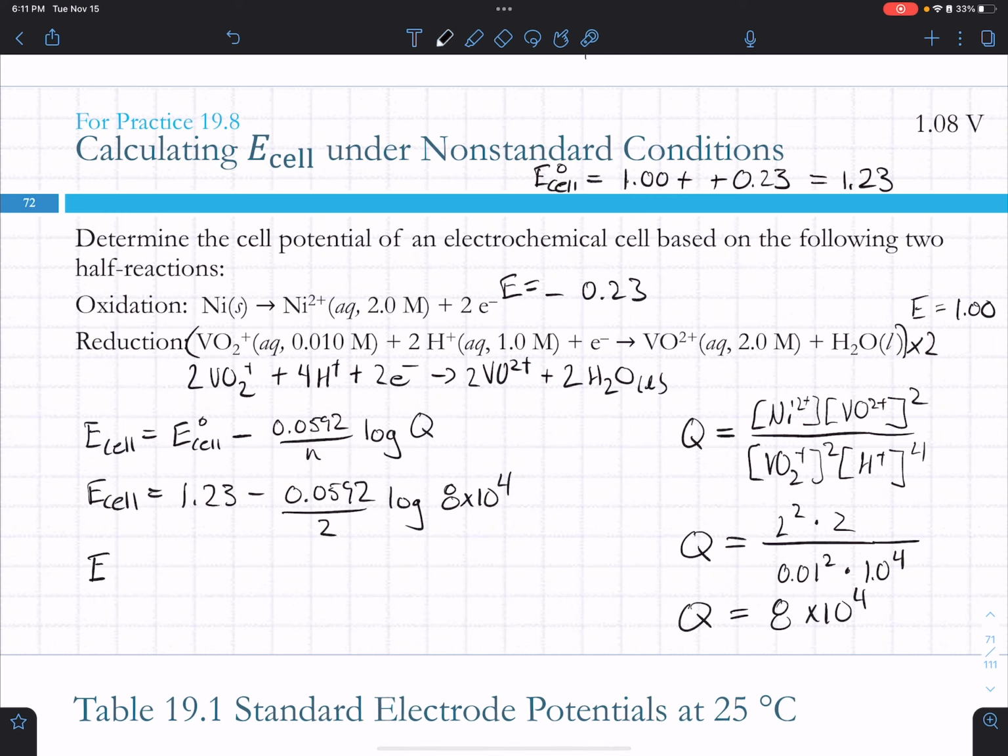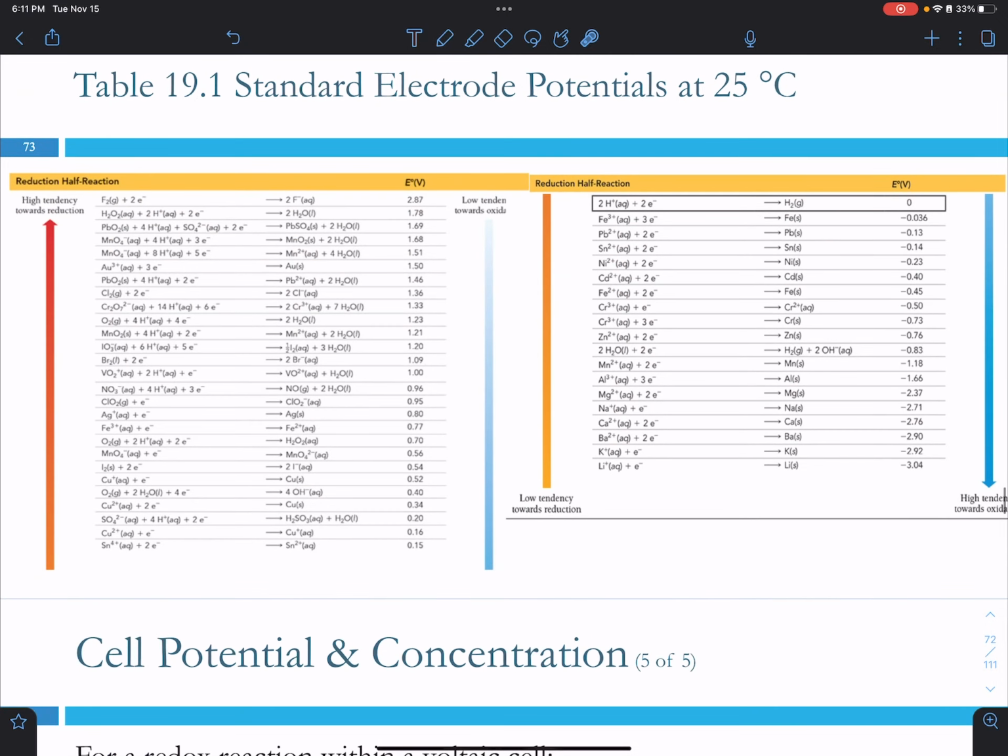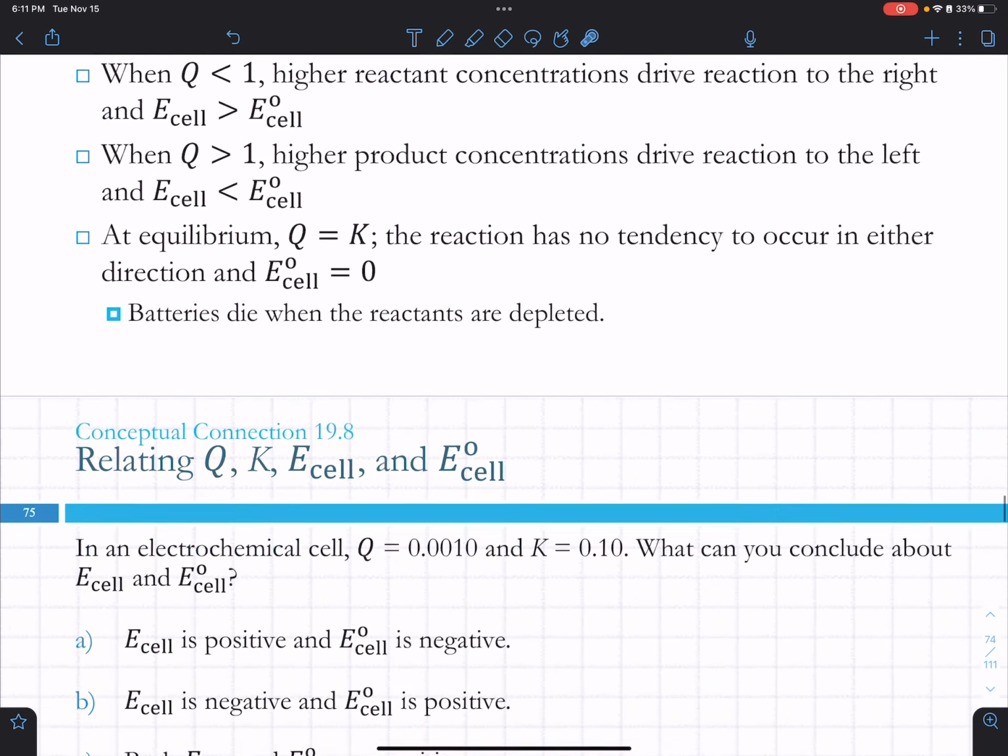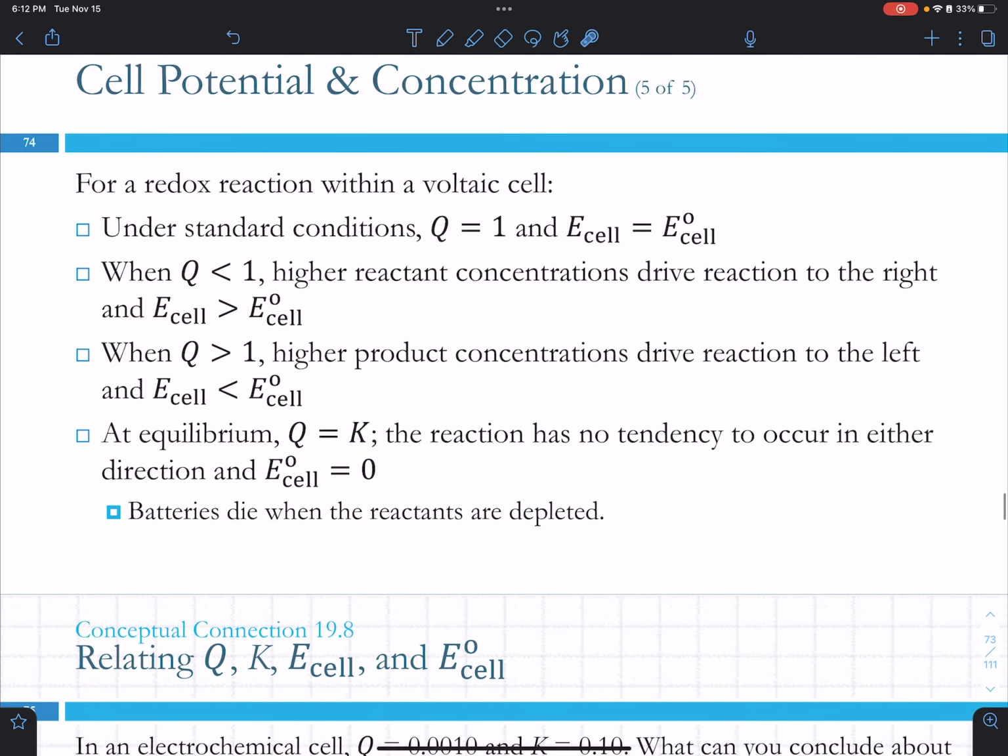Oh, but also, well, no, because we're doing it for non-standard conditions. So E cell at the non-standard conditions equals 1.08 volts. So it did stay positive. The other thing that would suggest it's probably going to be positive is that our E cell naught ended up being positive. But that's the thing about non-standard conditions. I think this next one, no, it's the one after, these are just the electropotentials. Okay, we'll get to it. There's some weird stuff that can happen at non-standard conditions.